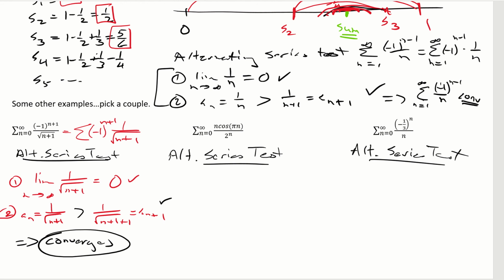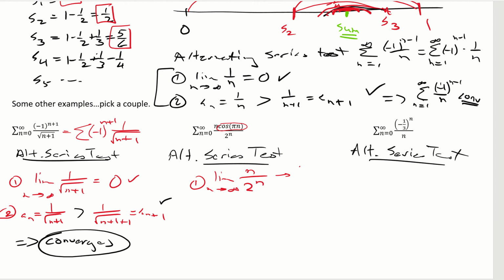Go to the next one. All right, now I'm going to detach the part that causes this to be alternating. And so I'm going to look at, number 1, the limit as n goes to infinity of n over 2 to the n.